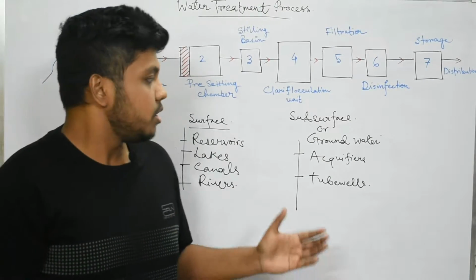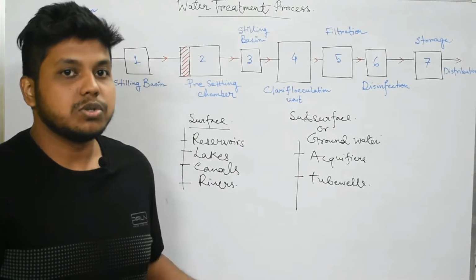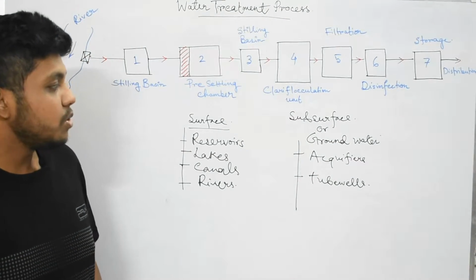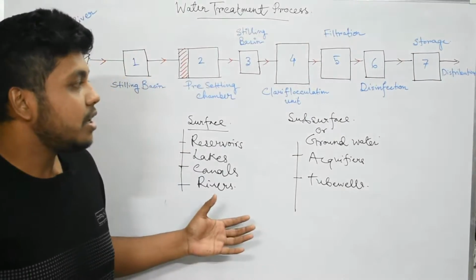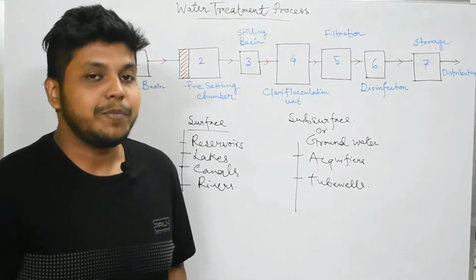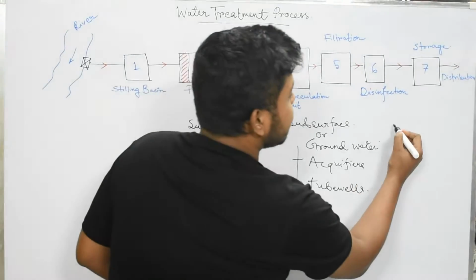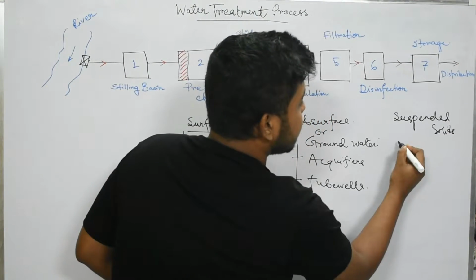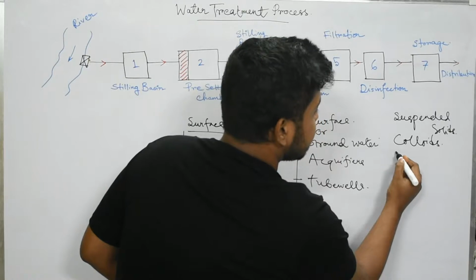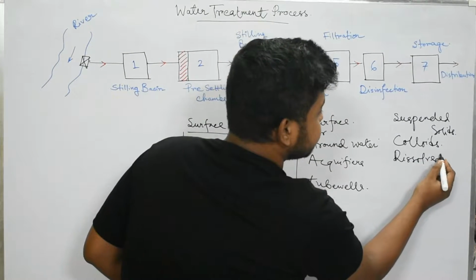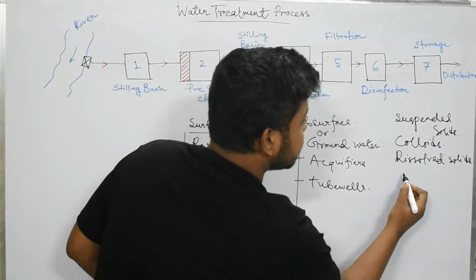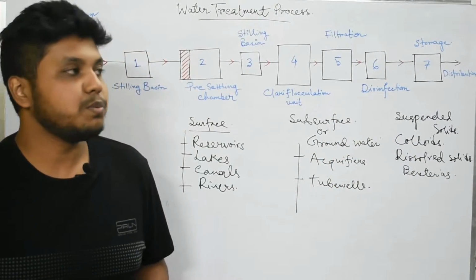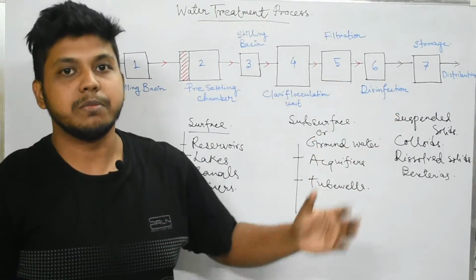So this raw water is supplied to the treatment plant for further use for domestic and industrial purposes. We need to understand that there are lots of impurities present in this water, which are of four types: suspended solids, colloids, dissolved solids and bacteria. To remove these impurities we need to go for a water treatment process.